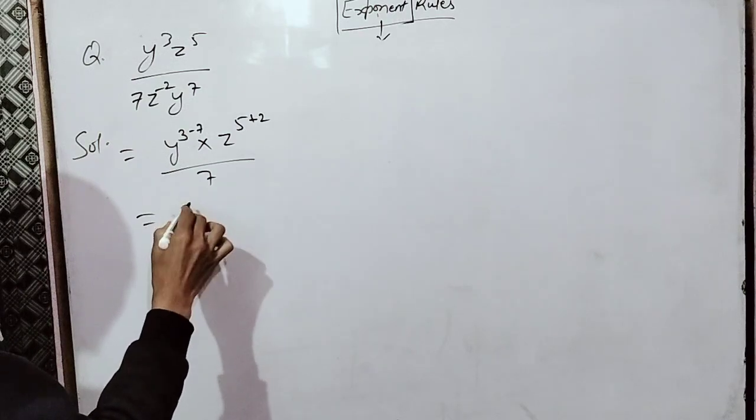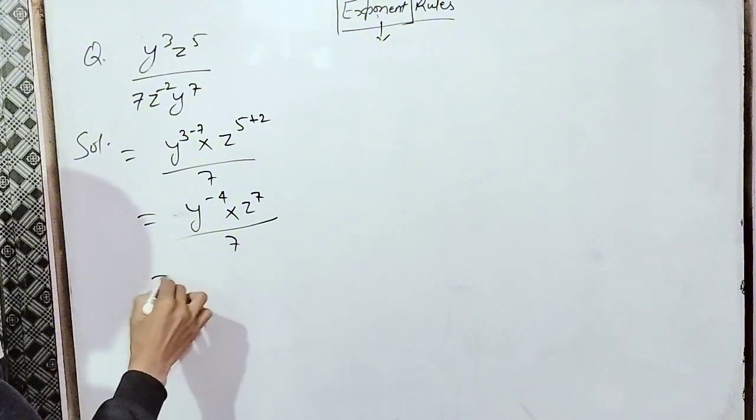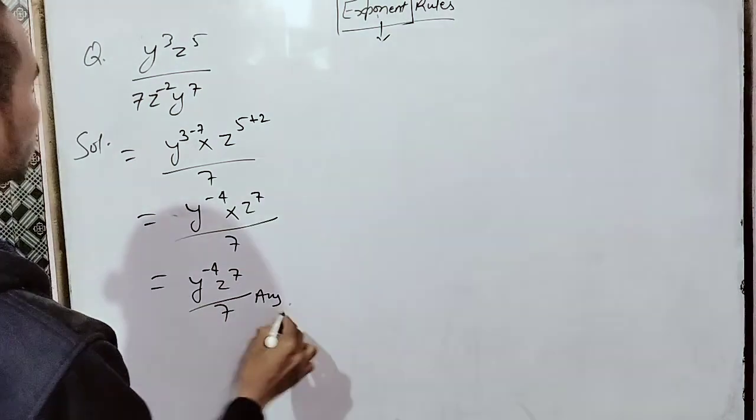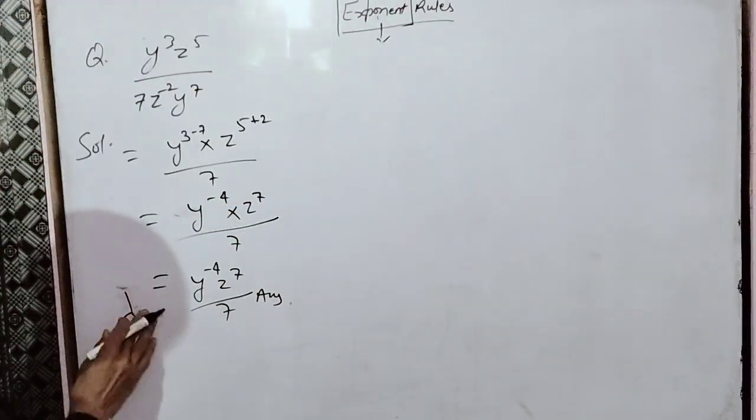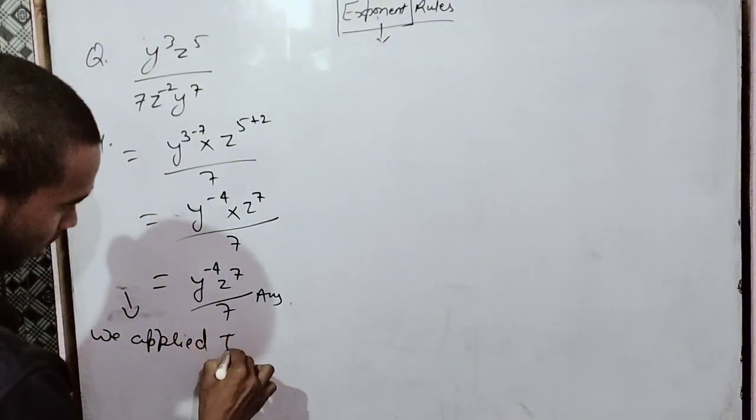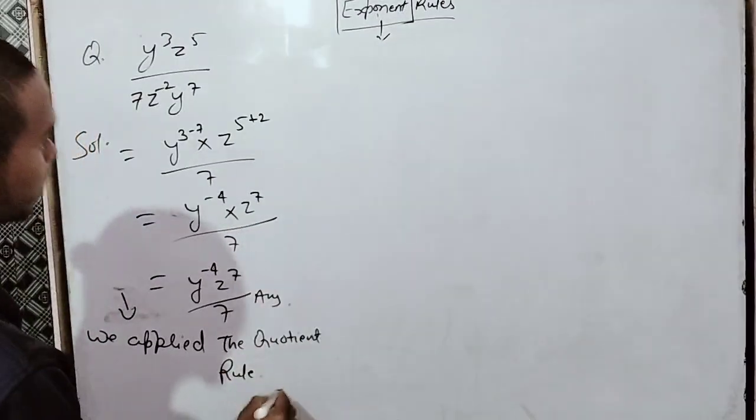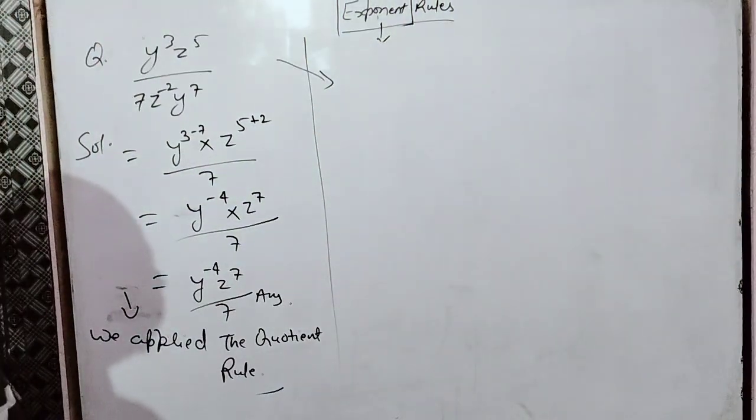Now we have left 7 only. Just simplify it and then we have 7. That's it. Clear? So here we applied the quotient rule. Remember, we applied the quotient rule. Okay. So can it be solved in another way, using another rule? Yeah, of course. Of course.